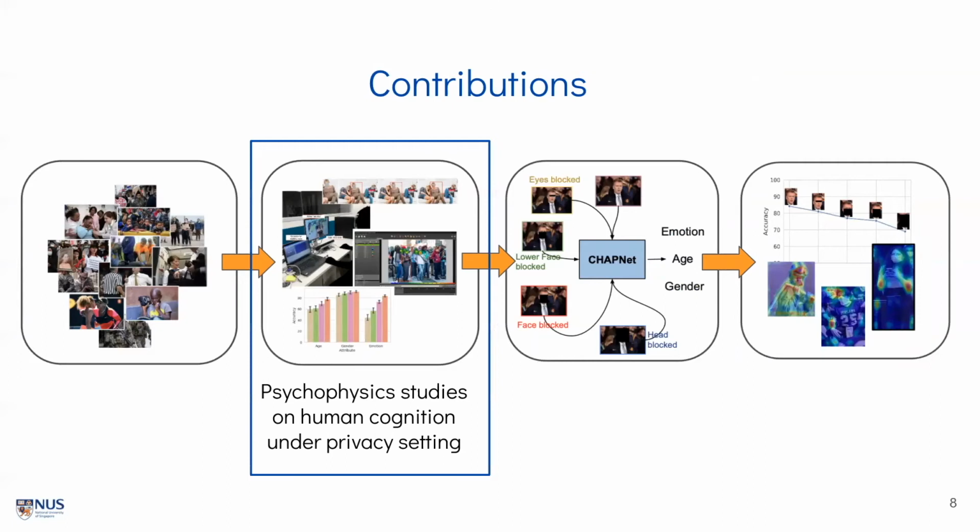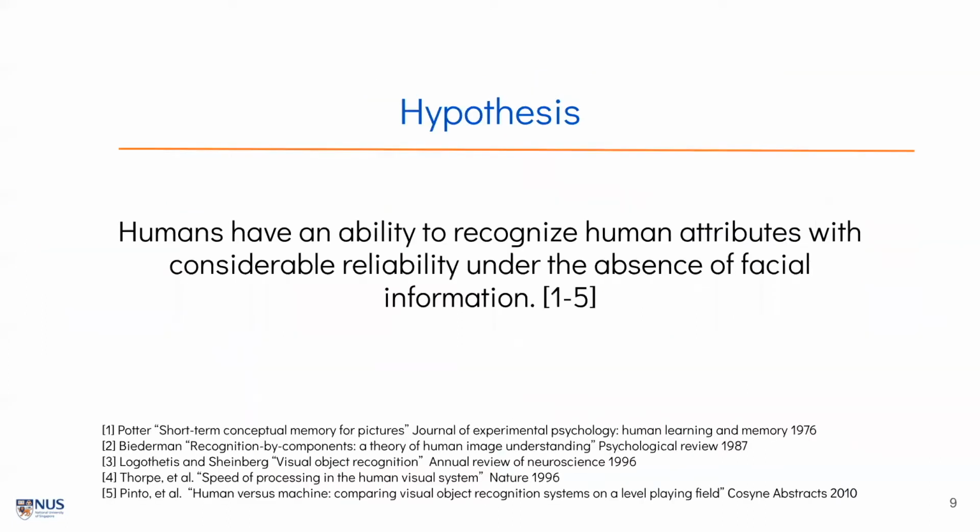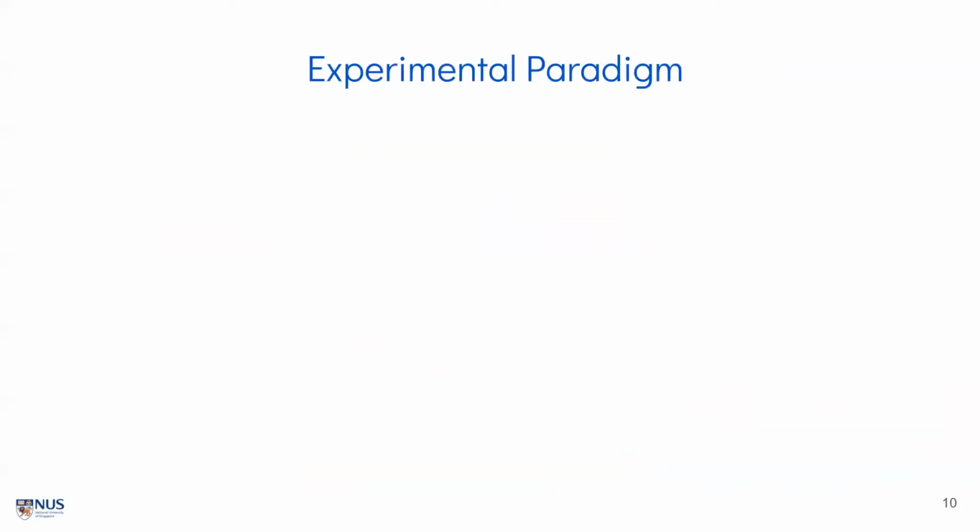Moving on to the psychophysics studies. Based on previous literature, we hypothesize that humans have an ability to recognize human attributes with considerable reliability under the absence of facial information. We investigate this hypothesis with the help of our human study with eye tracking.